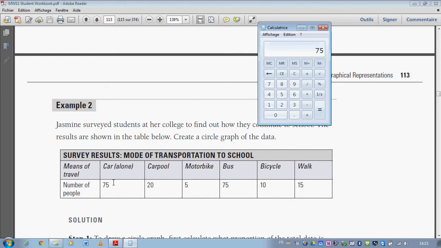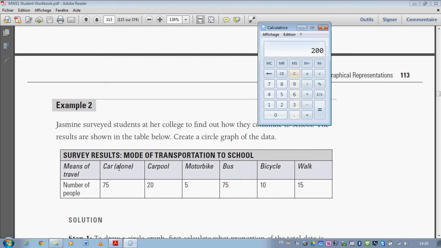So we've got 75 people that take the car alone, 20 people that carpool, 5 that motorbike, 75 that take the bus, 10 that bike, and 15 that walk. That's a total of 200 people. Okay, so the first step to making a circle graph, knowing now that you've got 200 people, is to figure out the percentage that each one of these little categories should occupy on your circle graph.